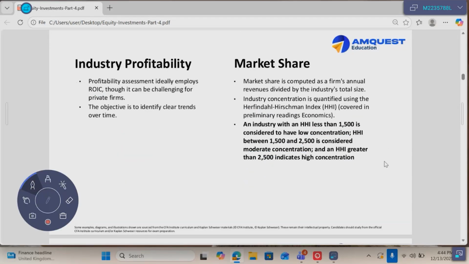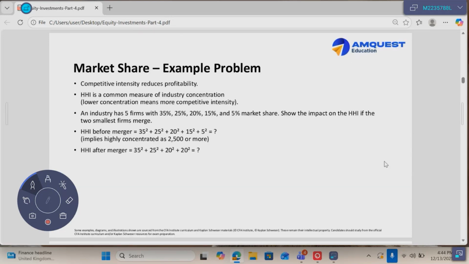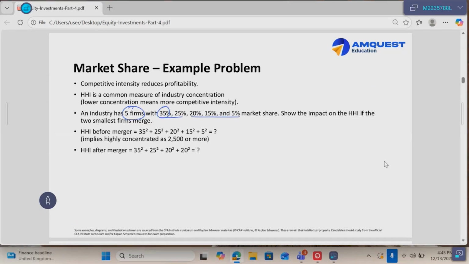Moving on, we'll see an example. Over here we have 5 firms. How to calculate this HHI is the next task. We have 5 firms and we have their market share. One of the firms has 35%. This is probably the market leader. Then we have 25%, 20%, 15%, and 5%. We have to first find out whether it's highly concentrated or relatively competitive.